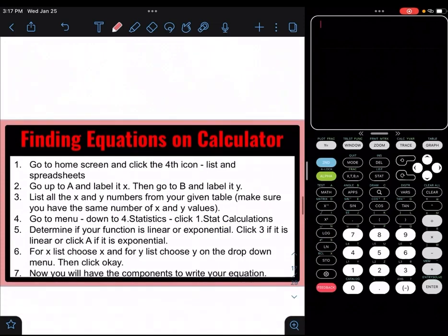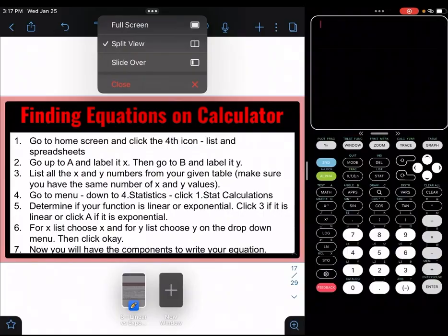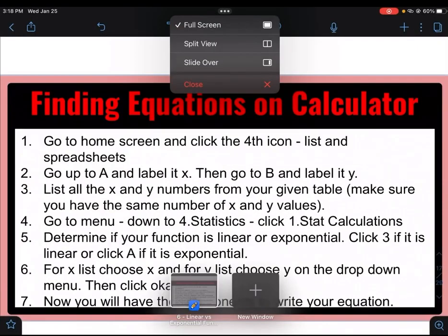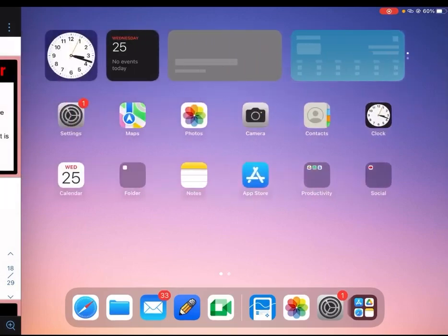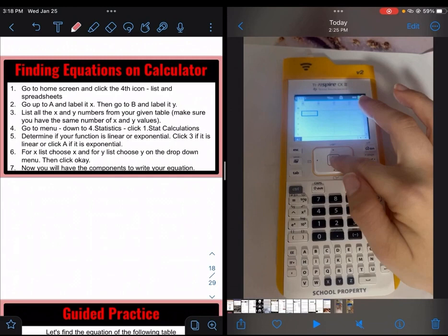Alrighty. So now we want to find equations on a calculator. To find equations on a calculator, we can use our fancy little calculator that we have, and we can go home on our calculator. We would click the fourth icon, which is the List and Spreadsheets. We then go to A, where it says A, and we're going to label it X. We go to B and we label it Y. Then we list all the numbers that were given in the table. And then we're going to go to Stats, Stat Calculation, and we're going to click Linear or Exponential. And then we will choose X and Y from the drop-down menu and then write the components of our equation.